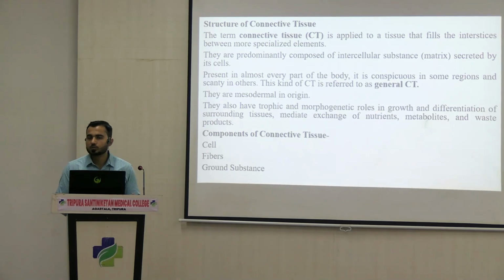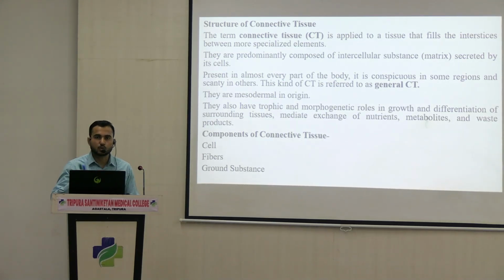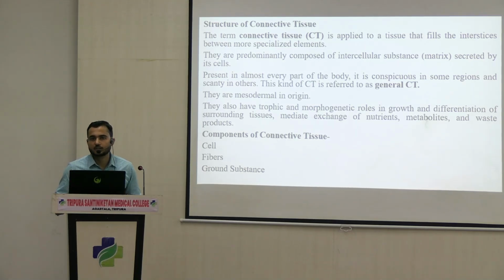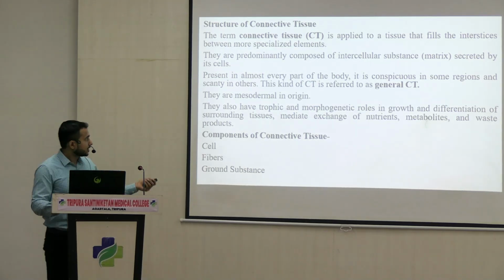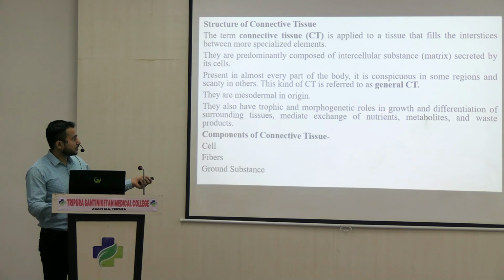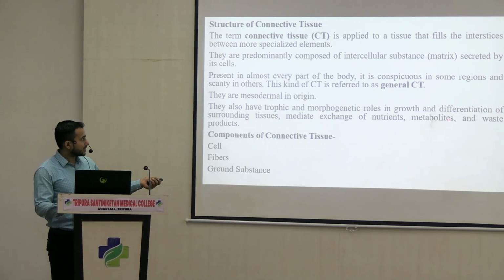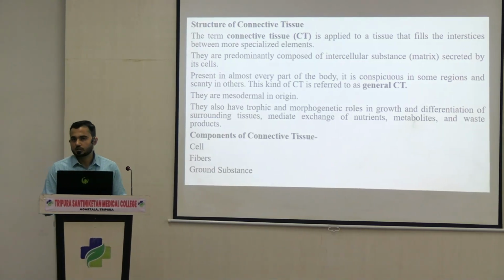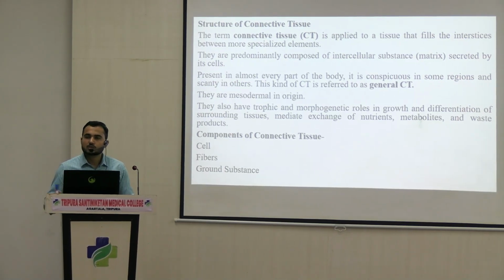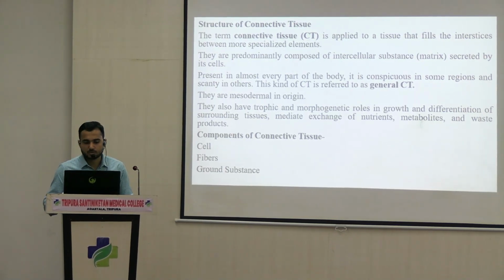Trophic and morphogenetic role means it helps in growth, and it also helps in giving shape to a particular tissue. That is called the trophic and morphogenetic role. Along with that, it mediates exchange of nutrients, metabolites, and waste products. That is also one of the important functions of the connective tissue.